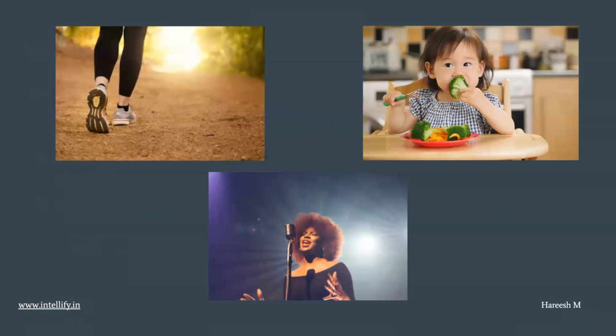So what are the examples of voluntary action? Walking, running, these are examples of voluntary action. Eating, you want to eat, you're sitting to eat. Eating is a voluntary action. Singing is a voluntary action. Dancing is a voluntary action. These actions include a thought process and you're doing them.